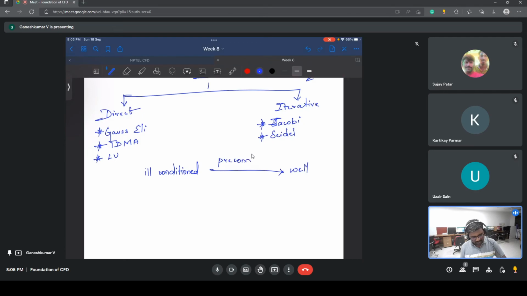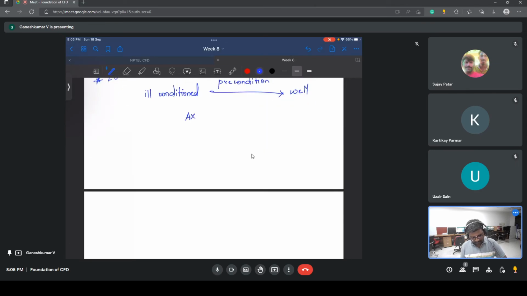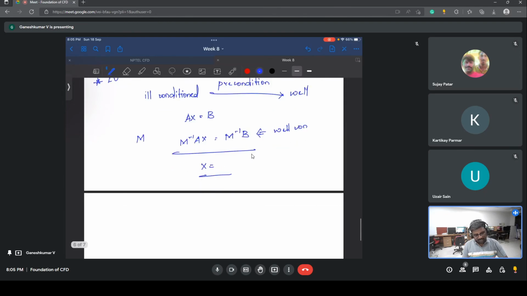Preconditioning is just multiplying a matrix into the Ax = b system. Let's say you have an Ax = b system and your preconditioner is M. You will multiply M inverse A x equals M inverse b, and then solve and get x. So this equation will be well conditioned that way. That's why you use a preconditioner.